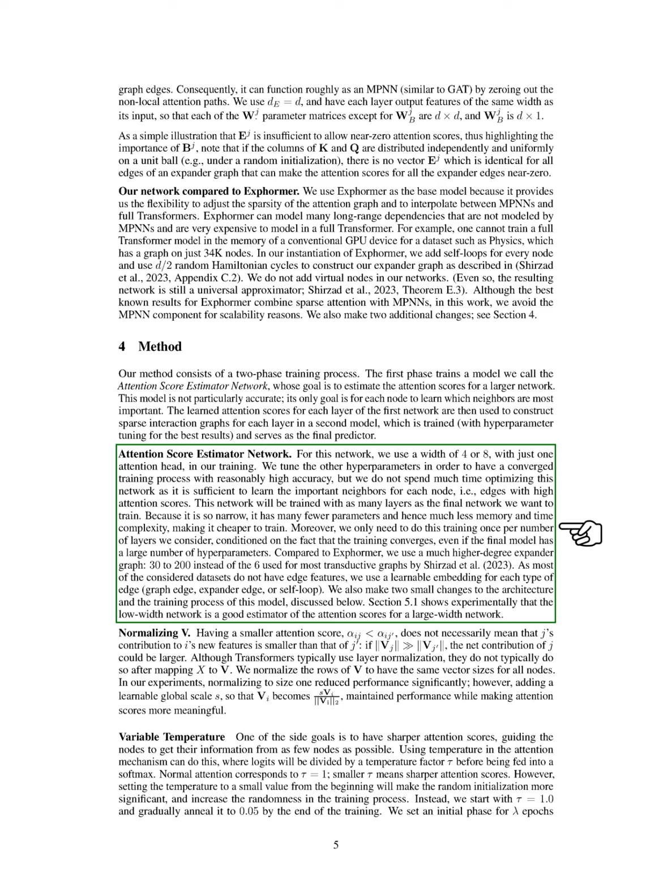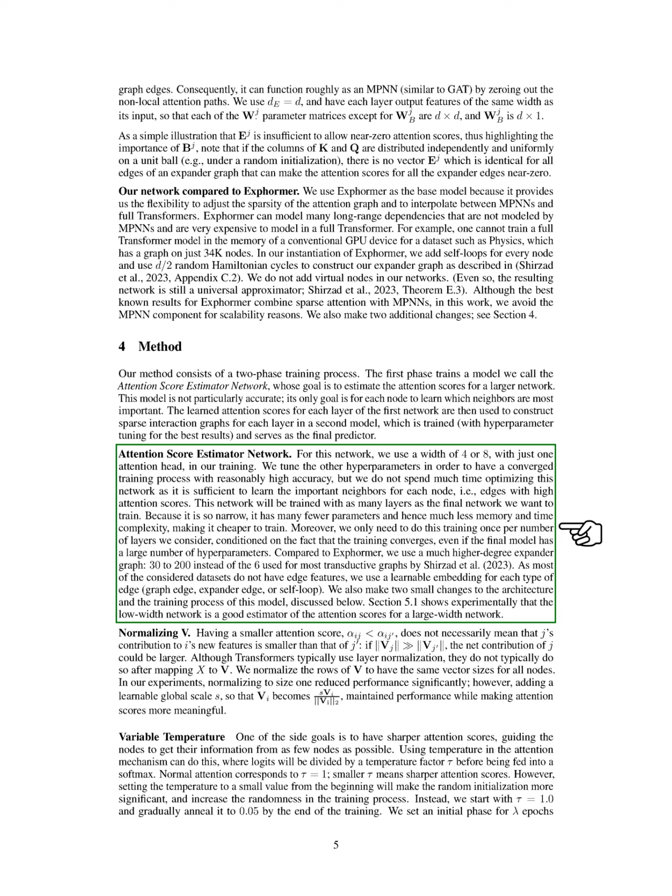Its narrow structure means it has significantly fewer parameters, resulting in lower memory and time complexity, making it more cost-effective to train. We only need to train this once for the number of layers we consider, as long as the training converges, even if the final model has many hyperparameters. In comparison to Spexphormer, we utilize a higher degree expander graph, ranging from 30 to 200, instead of the 6 typically used for most transductive graphs.